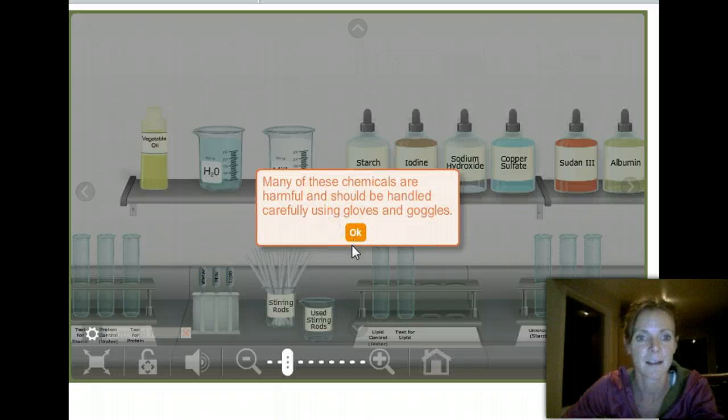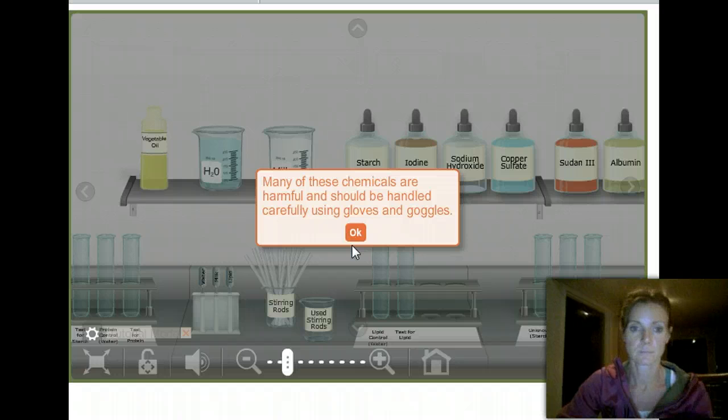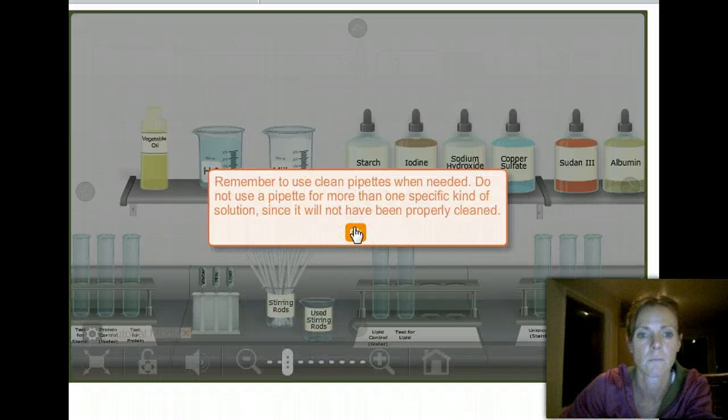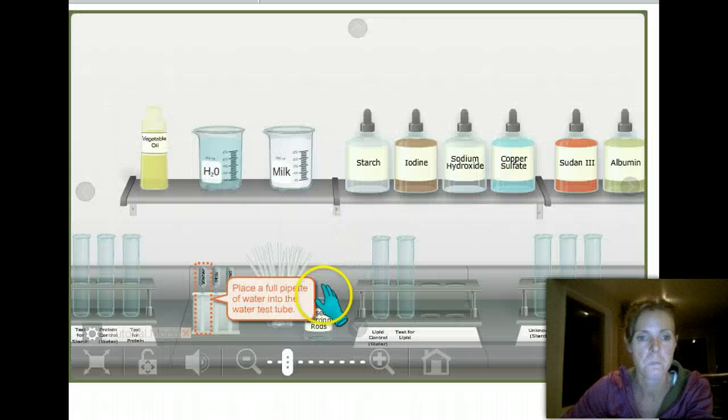Okay. All right. Many of these chemicals are harmful and should be handled carefully using gloves and goggles. Okay, yes. Remember to use clean pipettes when needed. Do not use a pipette for more than one specific kind of solution, since it will not have been properly cleaned. Okay, that's a big deal. If you use a pipette that's already been used for something else, you are pretty much negating your lab, okay? Don't do that. Place a full pipette of water into the water test tube.